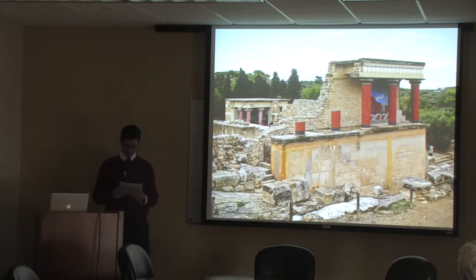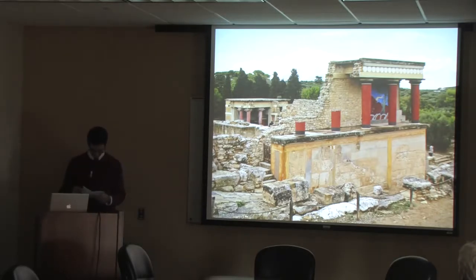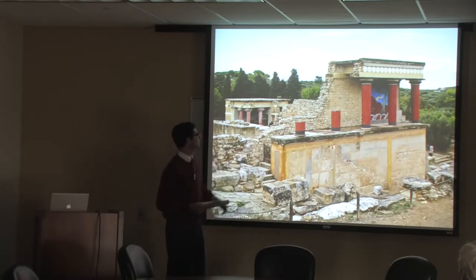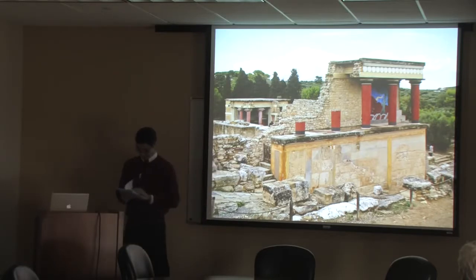And it was first excavated by Arthur Evans in 1900. And as I mentioned earlier, it has to this day been partially restored. And again, what we're looking at here is the north portico of the palace.